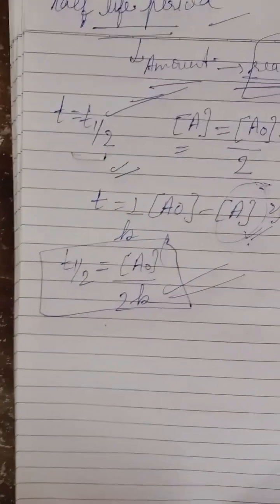Here we can clearly see that the half-life period is directly proportional to the initial concentration of the reactants in the case of zero order.